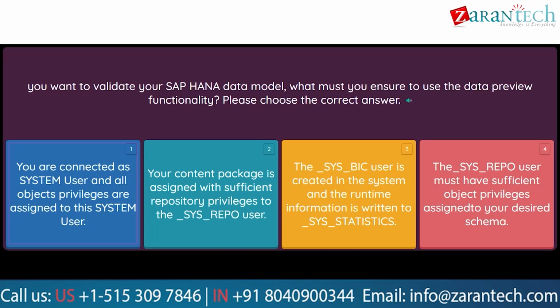Option 1: you are connected as system user and all object privileges are assigned to the system user. Option 2: your content package is assigned with sufficient repository privileges to the _sys_repo user. Option 3: the _sys_bic user is created in the system and the runtime information is written to _sys_statistics. Option 4: the _sys_repo user must have sufficient object privileges assigned to your desired schema.